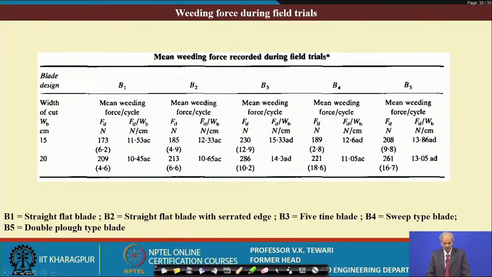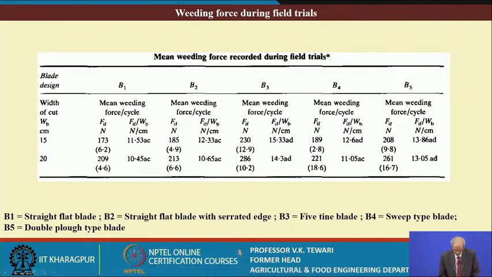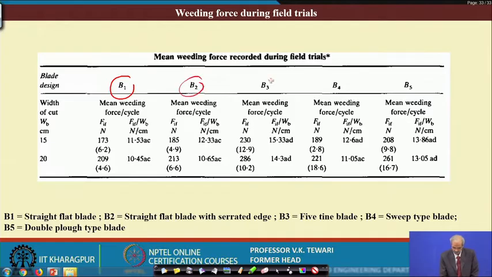Weeding force during field trials. Different field trials were done with these devices in actual field conditions. We have here the different blades, B1, B2, B3, B4 and B5. Different blades are available with us, and I have already shown you what the types are, where they are used, and what the different features of those blades are, how they are beneficial in a condition, and so on.